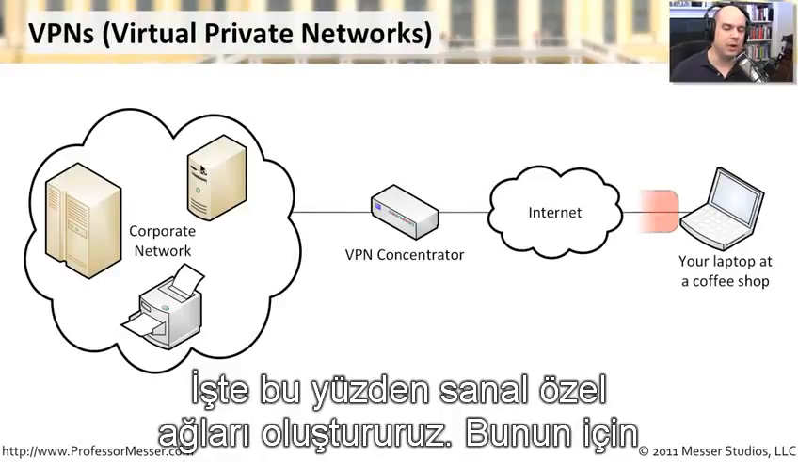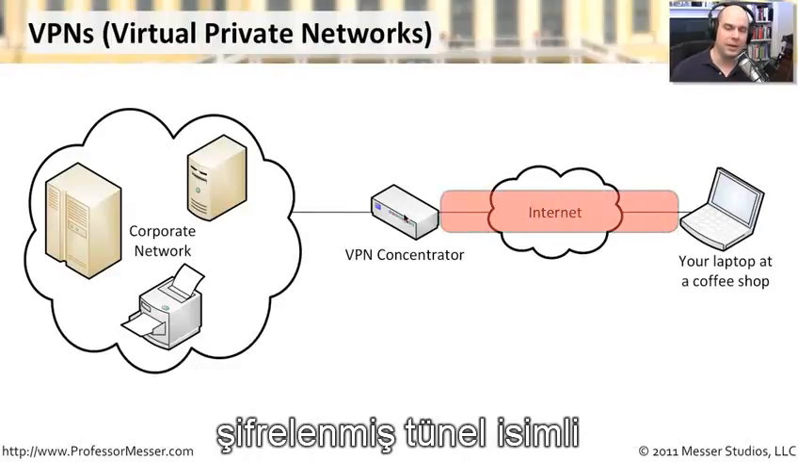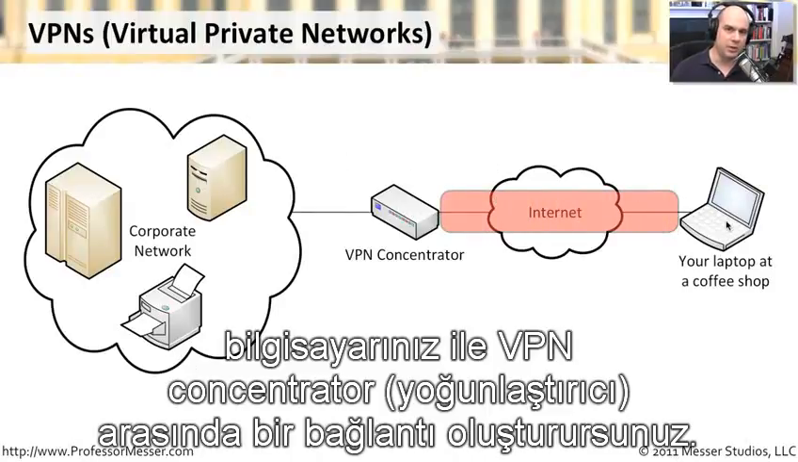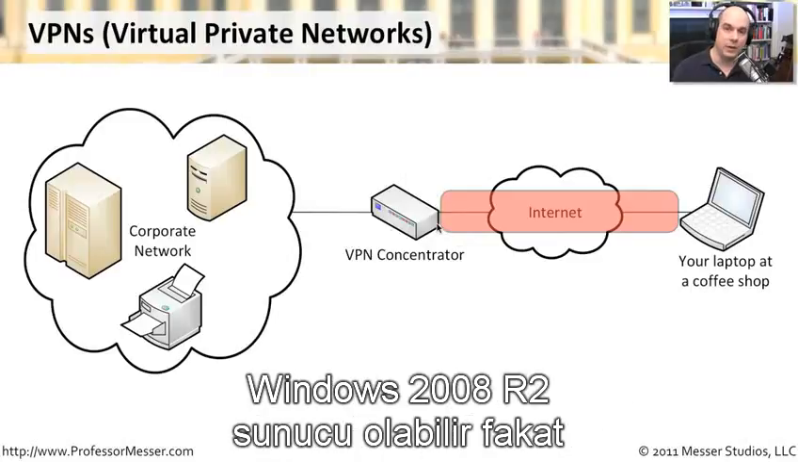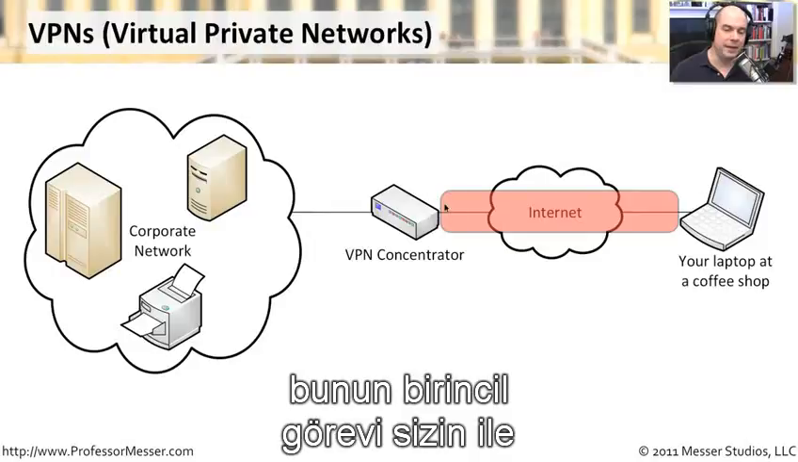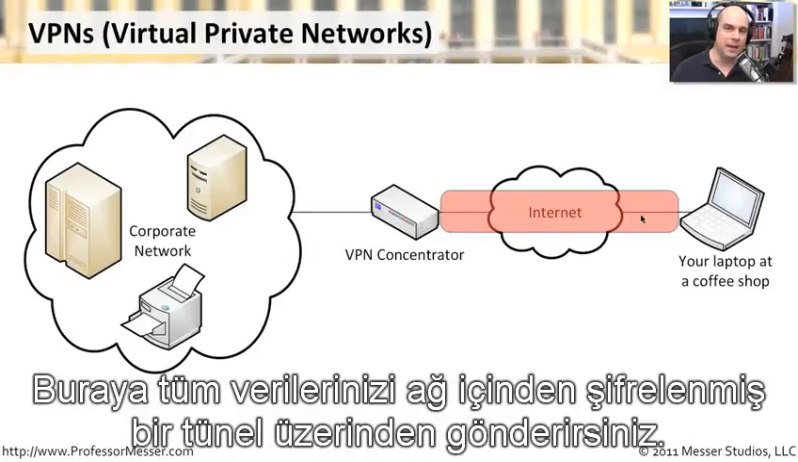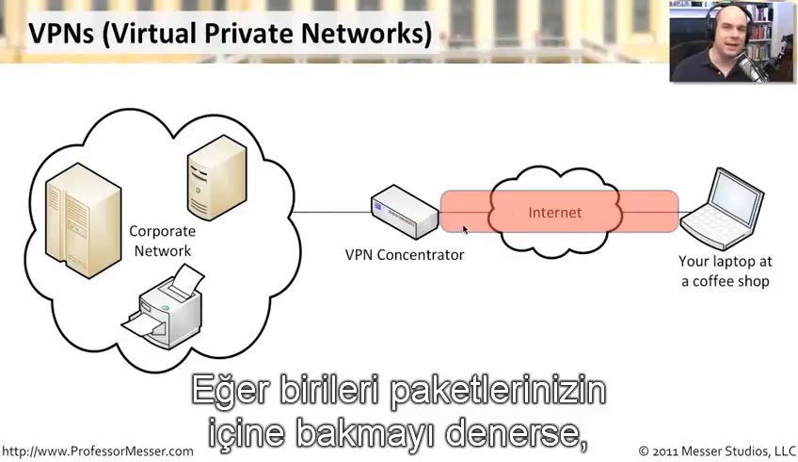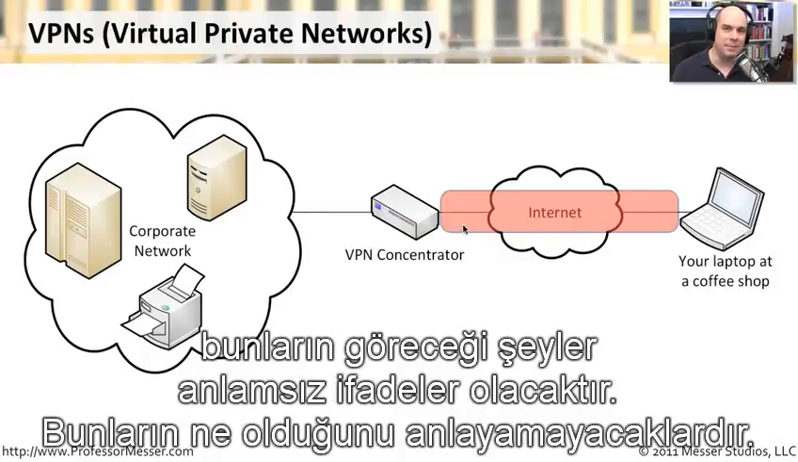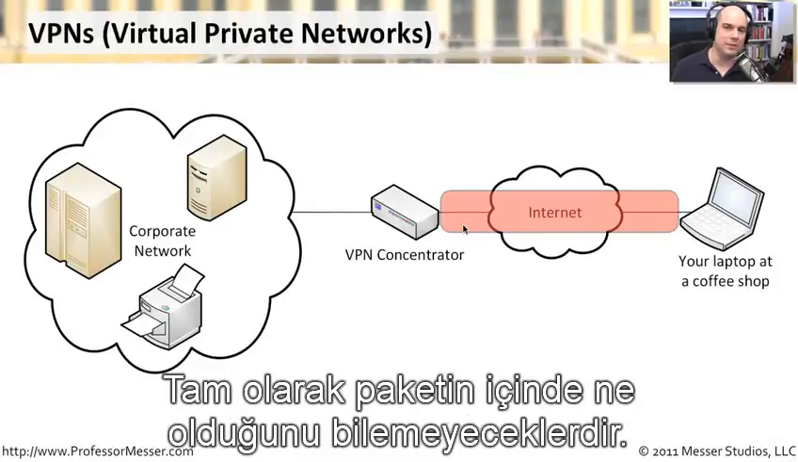That's why we created virtual private networking, so that you can create what we call an encrypted tunnel between your workstation and what we call a VPN concentrator. That VPN concentrator might be an appliance that you purchase. It might be a Windows Server 2008 R2, but its primary job is to be an endpoint between you and this single connection back to your network, where you'd send all of this data over an encrypted tunnel. If somebody was to look inside of those packets, they would just see gobbledygook. They would not be able to understand exactly what was inside of those packets.